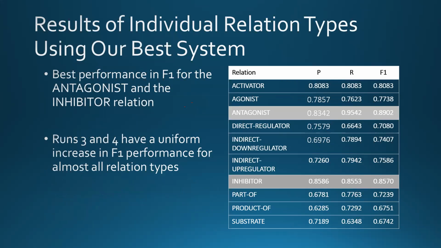Finally, the results on the individual relation types show that we obtain the best performance in F1 for the antagonist and inhibitor relations. We also observed that rounds 3 and 4 have a uniform increase in F1 performance for almost all relation types.